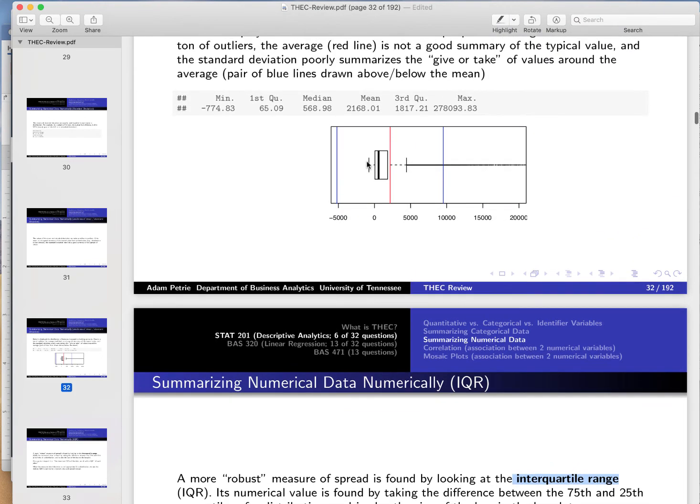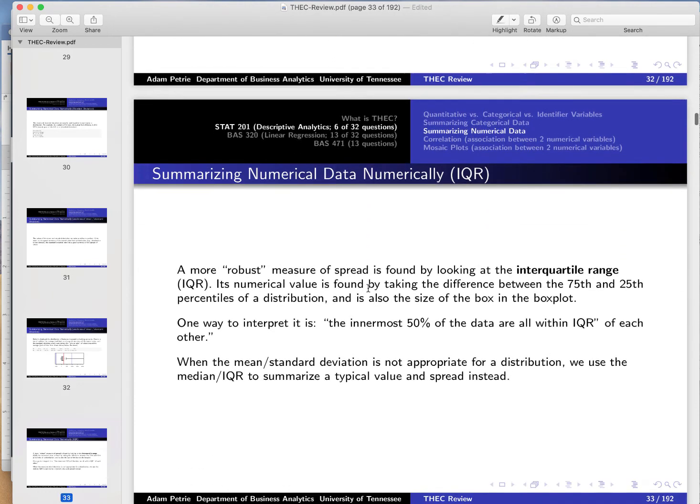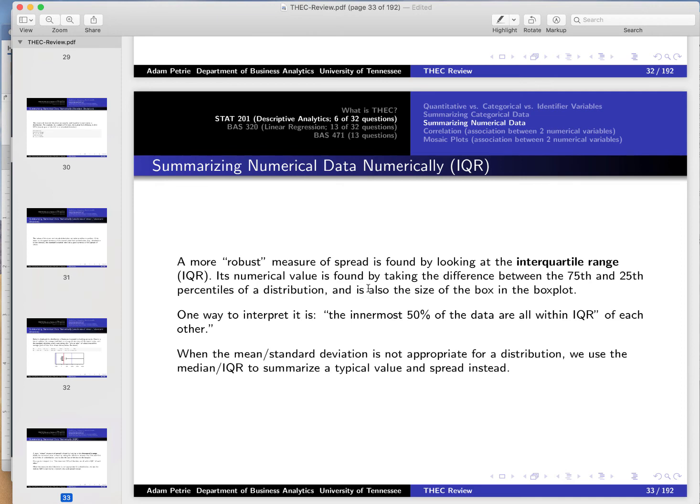So the interquartile range is simply the length, or the difference, between the 75th percentile and the 25th percentile. So if I took 1,800 and subtracted off 65, that one number would tell me essentially the range of values where 50% of my values are clustered.